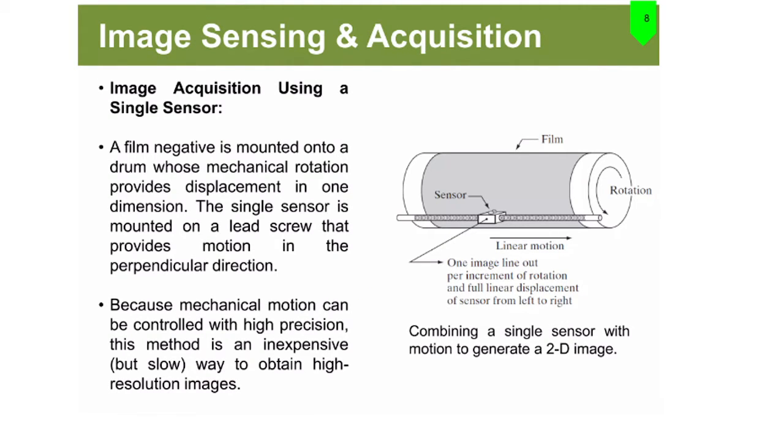Next, we are going to see how a film negative is mounted onto a drum whose mechanical rotation provides displacement in one direction. The single sensor is mounted on a lead screw, as shown in the figure. That screw provides motion in the perpendicular direction. So one is the linear motion, and the other is the perpendicular motion. Because the mechanical motion can be controlled with high precision, this method is an inexpensive way to obtain high resolution images. With the least cost, we can get good quality images through this single sensor.